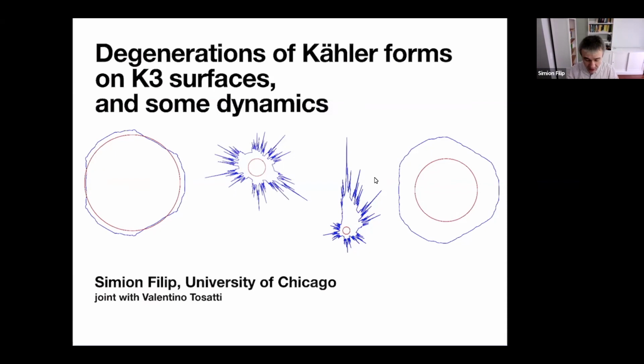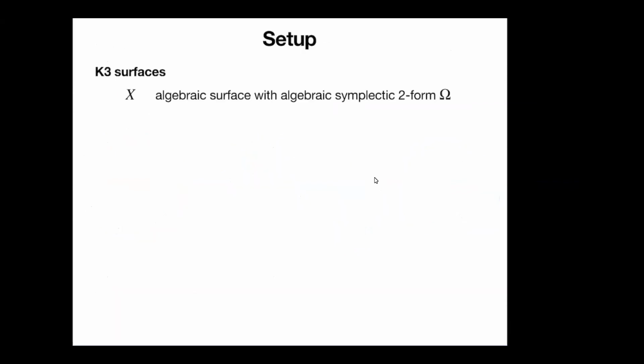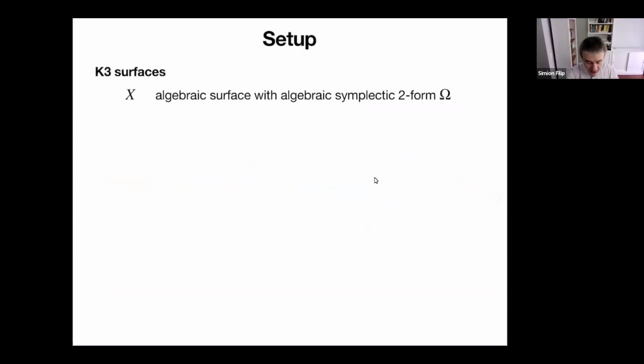But let me begin by setting up a little bit of notation and reminding you of the concepts that I want to talk about. So X in this talk is going to be a K3 surface. So what's a K3 surface? I will think of it as an algebraic surface, meaning as something cut out by some polynomial equations in some ambient space. And it's equipped with a two form.